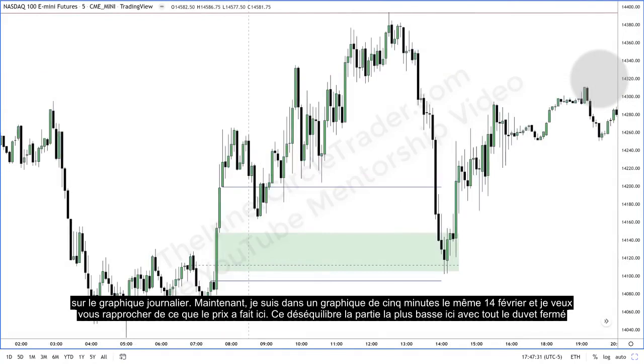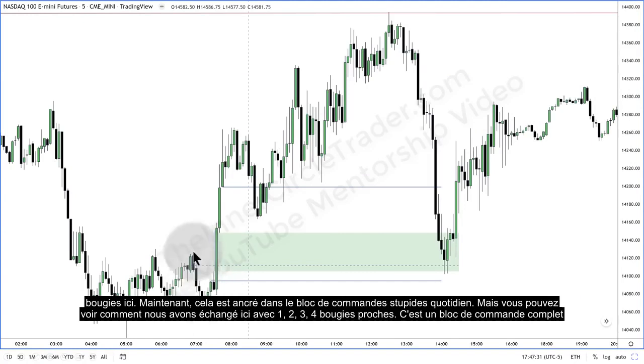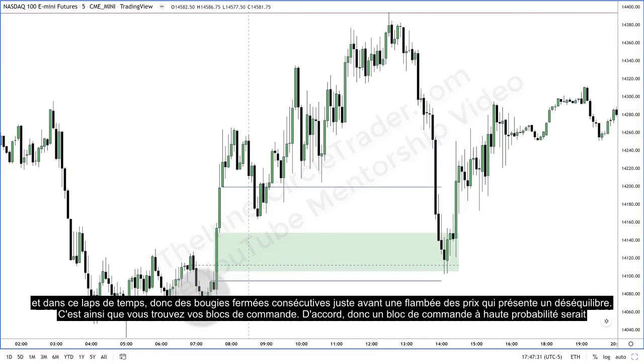Now I'm in a 5-minute chart on that same February 14th, and I want to take you closer to what price has done in here. That imbalance, the lowest portion of it here with all the down close candles. Now this is anchored to the daily bullish order block, but you can see how we traded into it here with 1, 2, 3, 4 down close candles. That is a complete order block on this time frame. So consecutive down close candles right before a price surge that has an imbalance. That's how you find your order blocks.